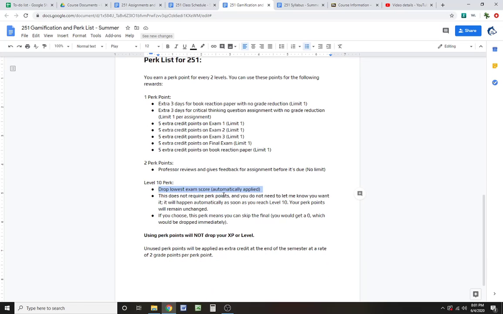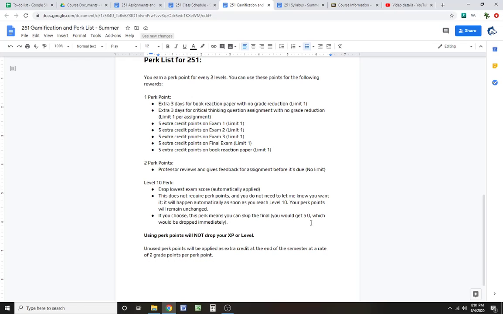So your lowest exam score will be dropped. You do not need to let me know you want to use it. You don't have to spend any perk points. It happens automatically. But if you choose, this perk means that you can skip the final. Essentially, you're getting a 0 on the final, which gets dropped. If maybe you got a bad score on exam 2 and you wanted a chance to improve it, you could take the final. And if the final is better, then the exam 2 score would be dropped.